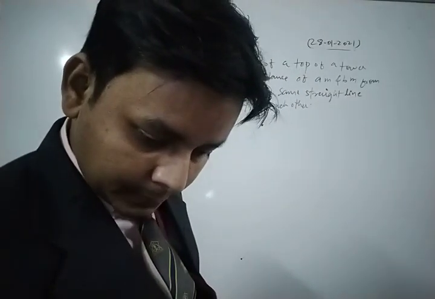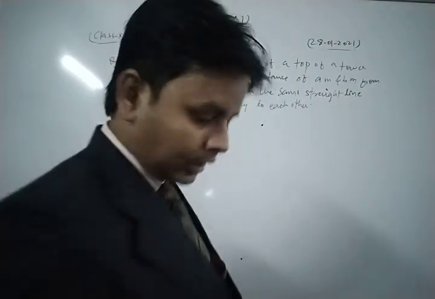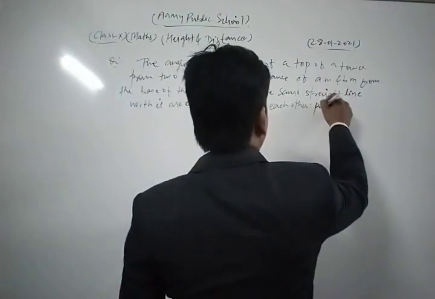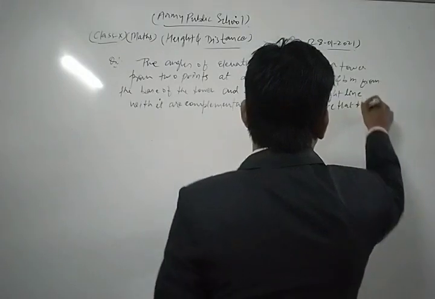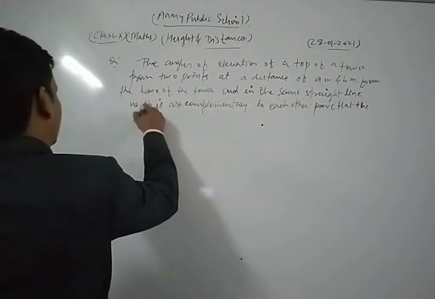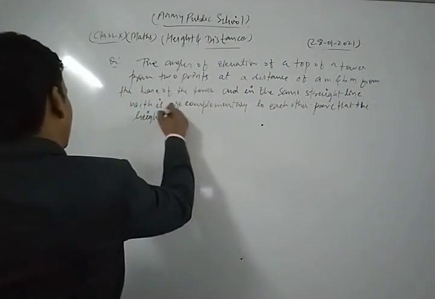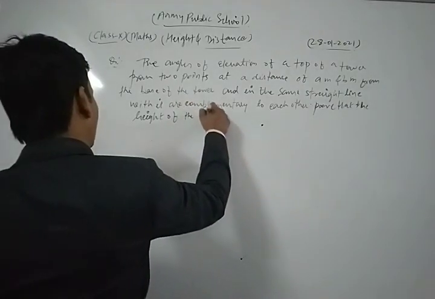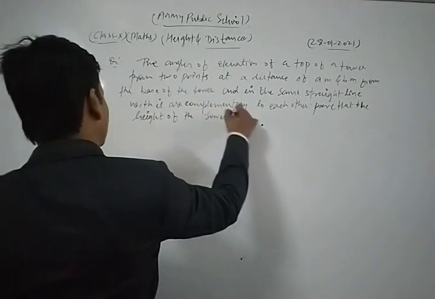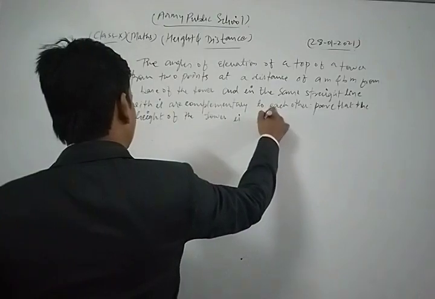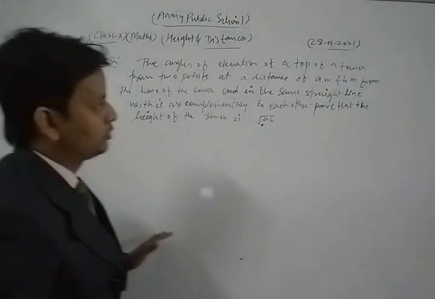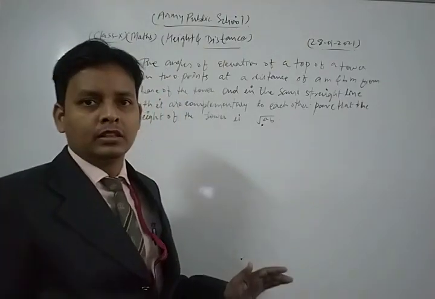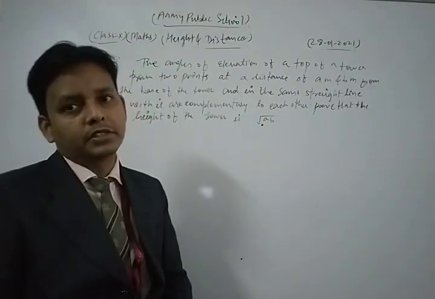Prove that the height of the tower is under root AB. This is a very important question, so please concentrate on this question because it is very important.